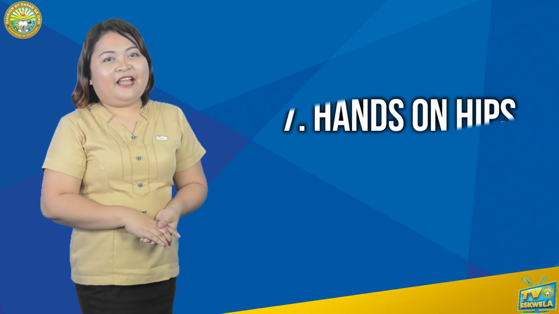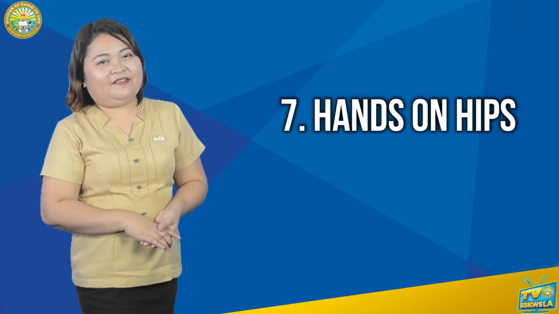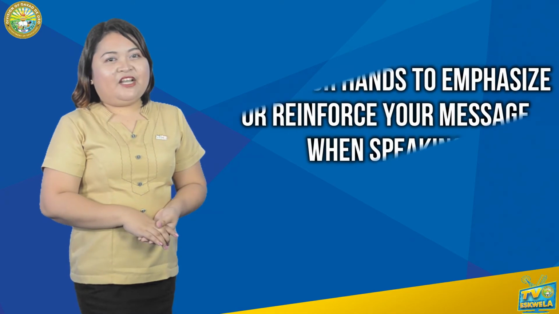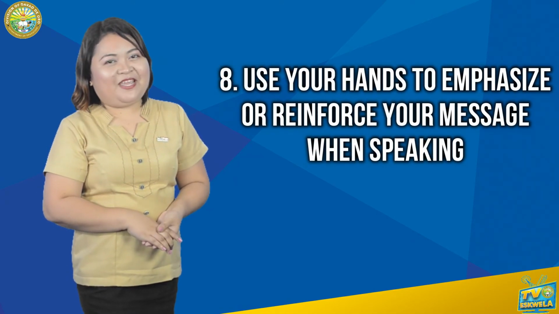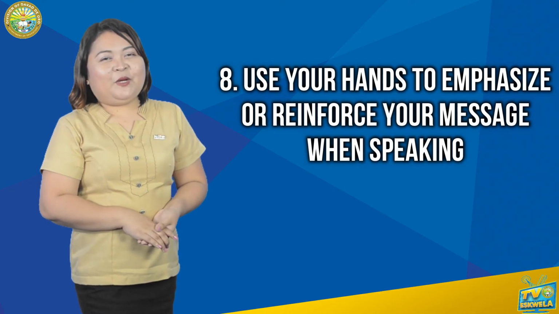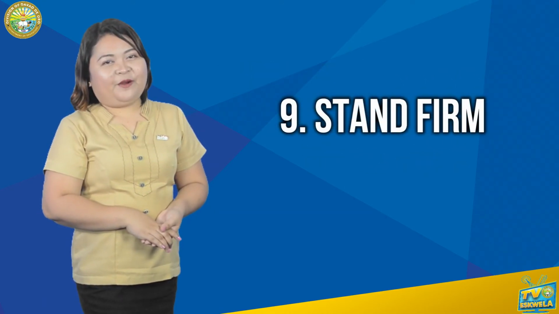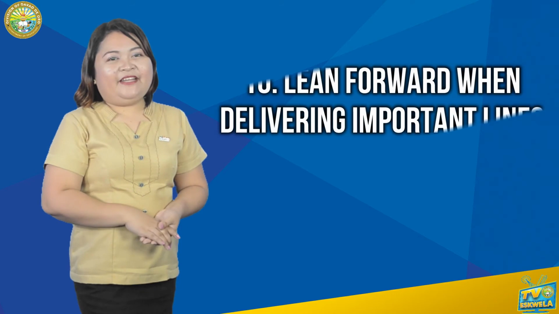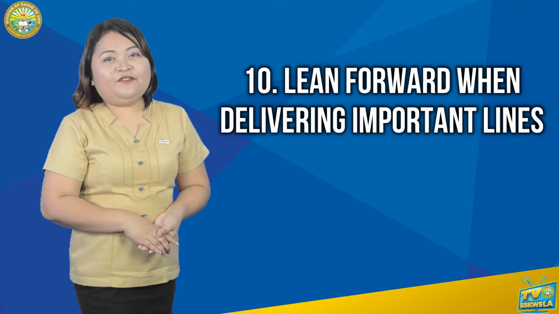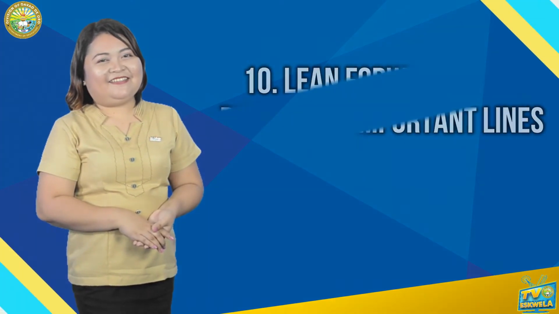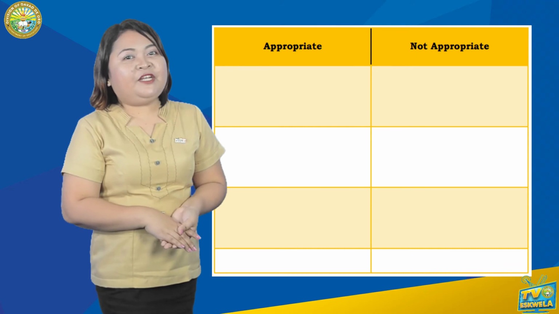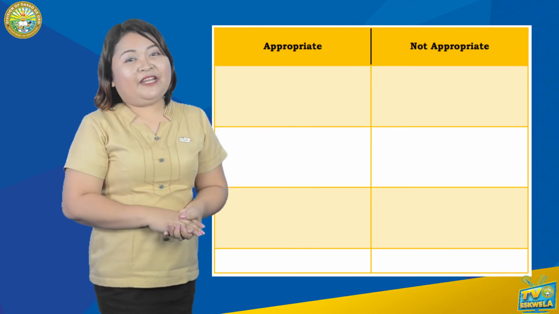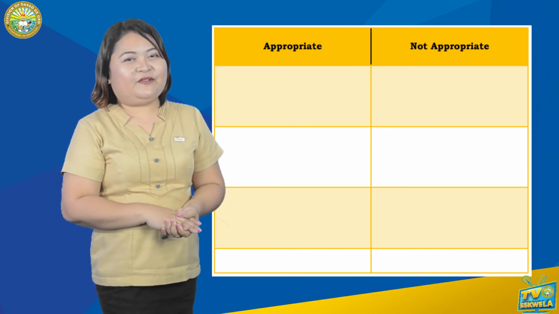Number 7, hands on hips. Number 8, use your hands to emphasize or reinforce your message when speaking. Number 9, stand firm. Number 10, lean forward when delivering important lines. After which, try to distinguish the appropriate behavior from the non-appropriate stance by completing the matrix that follows.